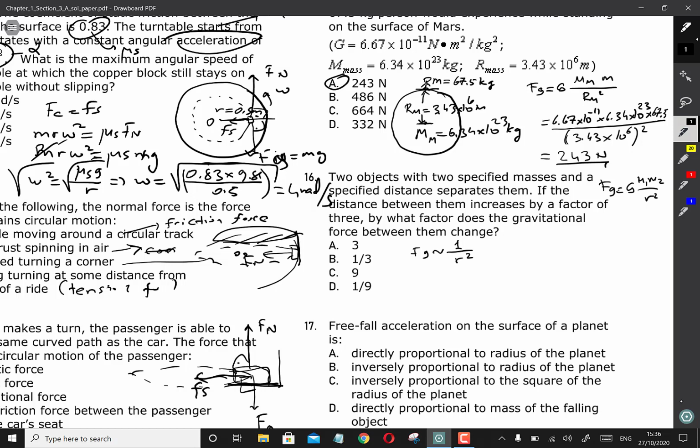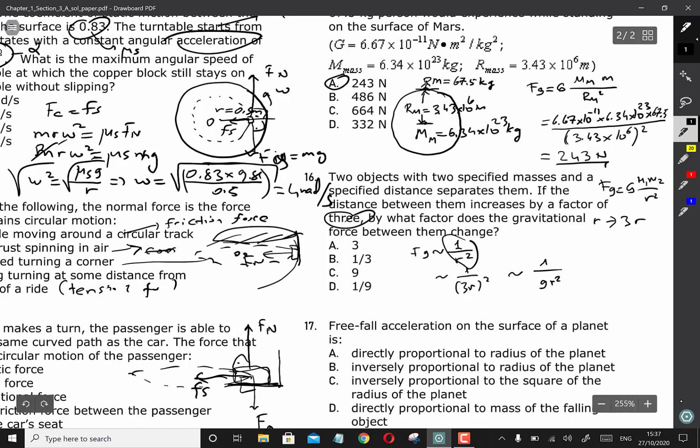Question says that separation between them increases by a factor of 3. So r changes to 3r, increases by a factor of 3. Now in here I am going to write instead of r, 3r. So let's write it. So 1 over 3r squared. I have to square both of them, 3 and r. So it's going to be 1 over 9 r squared, square of the 3 is 9.